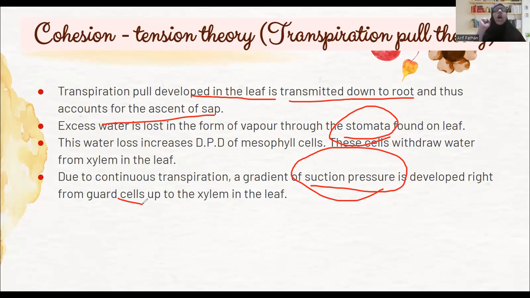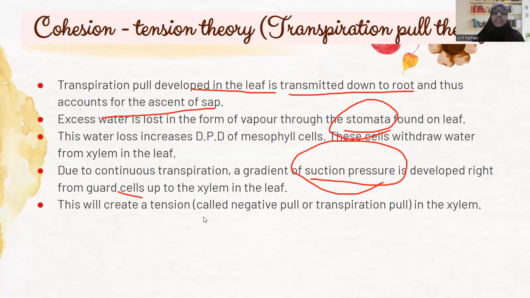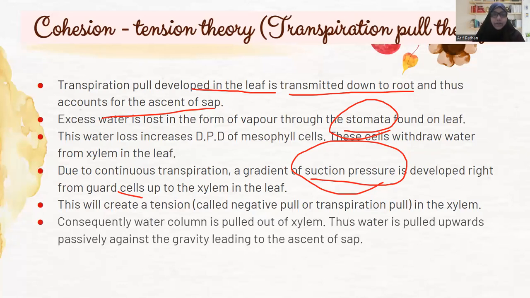Guard cells are the ones which facilitate the opening and closing of the stomata. And when the stomata is open, water is lost. When they are closed, water will not be lost as water vapors. Okay. So because of this continuous transpiration, a suction pressure is also created, right from the top till the bottom, which creates a tension, a negative pull in the xylem conducting tissue. So consequently, the water column is pulled out of the xylem. This water is pulled upwards passively against gravity, leading to the ascent of sap.